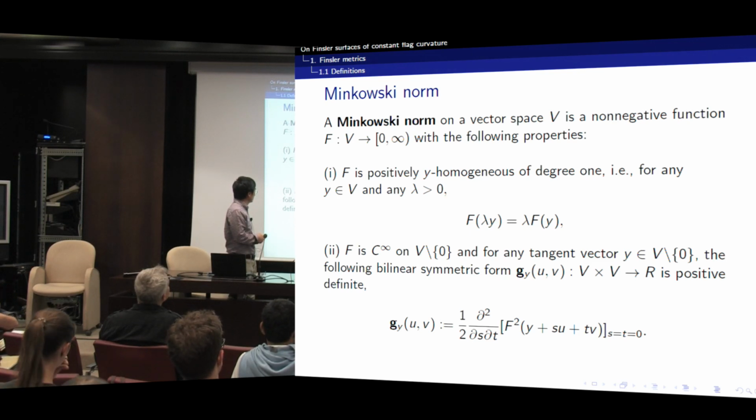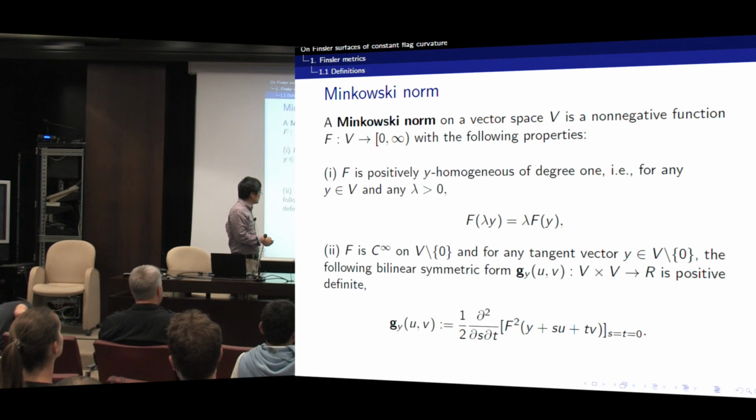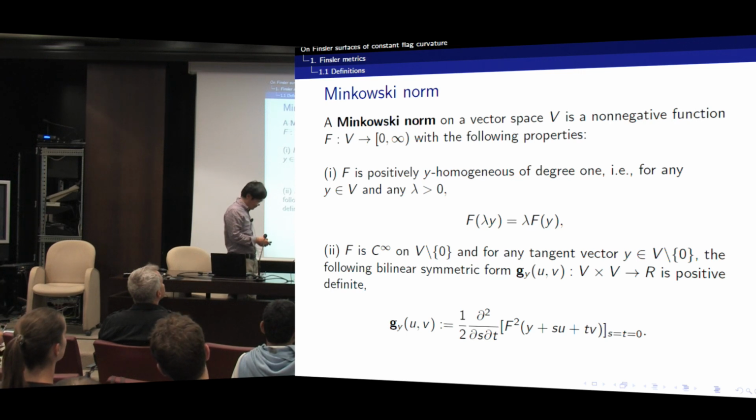And the second condition is F is smooth on V remove 0. And for any tangent vector y in V remove 0, the following symmetric bilinear form g_y(u,v) is positive definite. g_y(u,v) is defined by this equation.